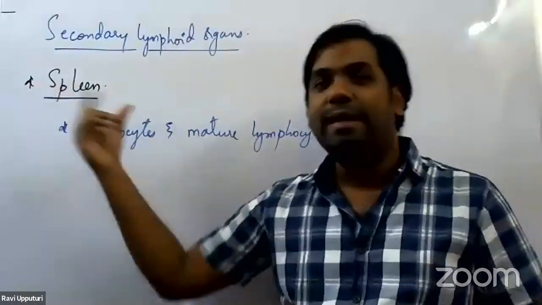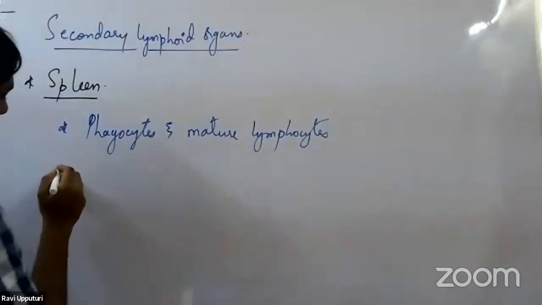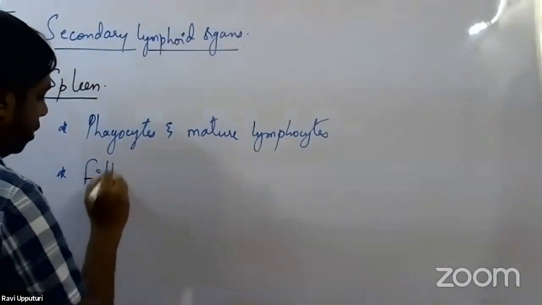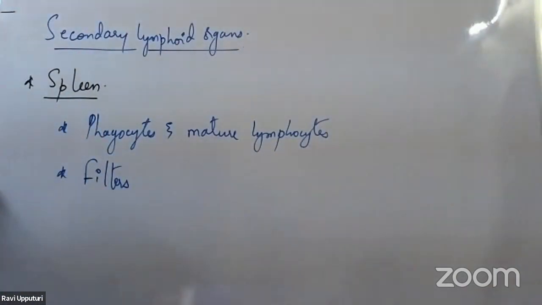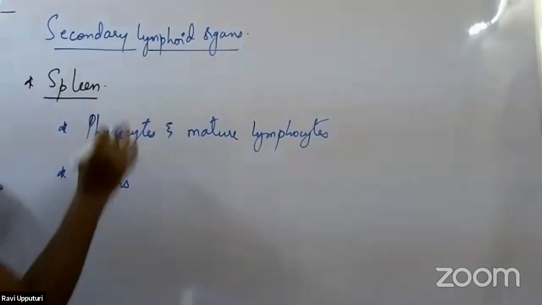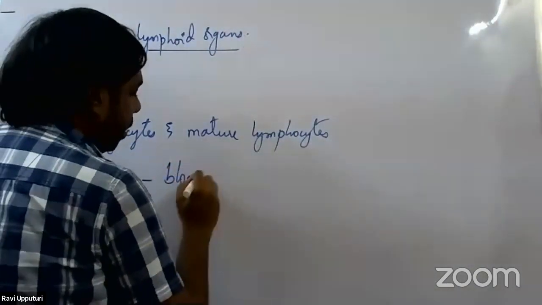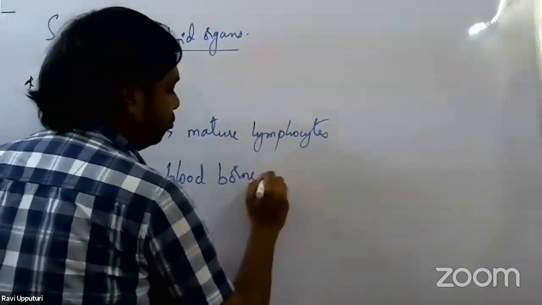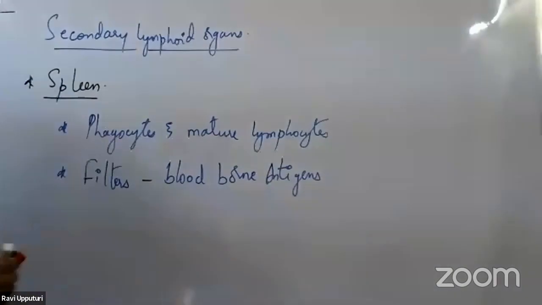Now, what does the spleen actually do? The spleen acts as a filter. So they usually act as filters. We are talking about the function of the spleen pertaining to the immune system. The normal function of the spleen, we know, is to act as a graveyard of RBCs. But here we are talking about the function of the spleen pertaining to the immune system present in our body. So the spleen acts as filters. Filters for what? Filters for blood-borne antigens.